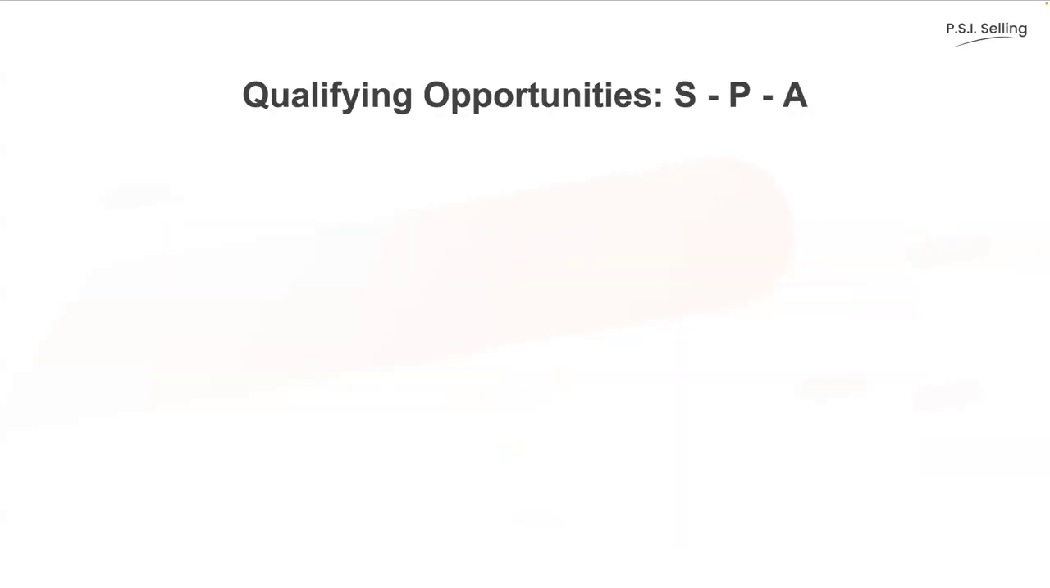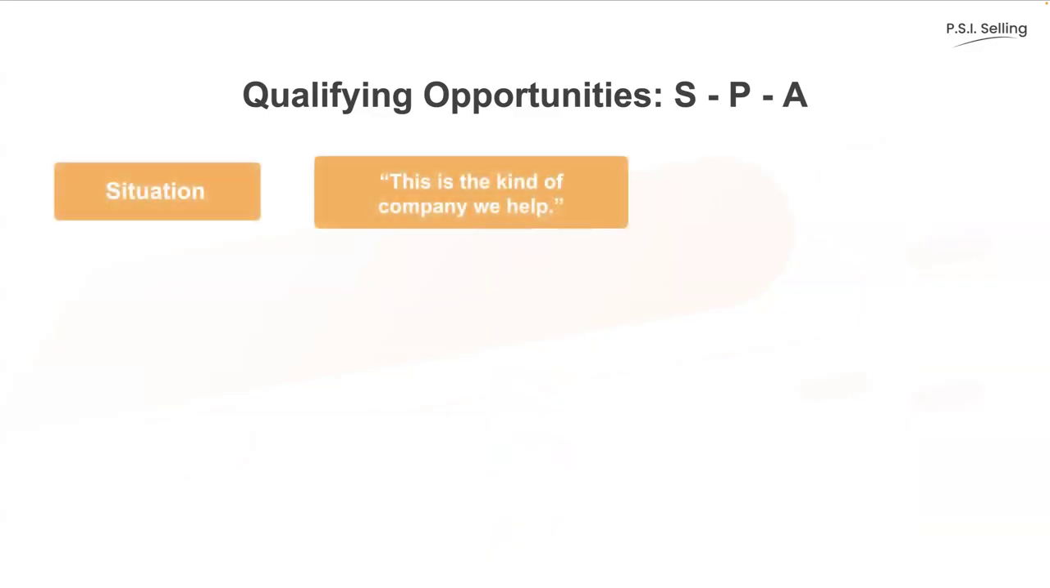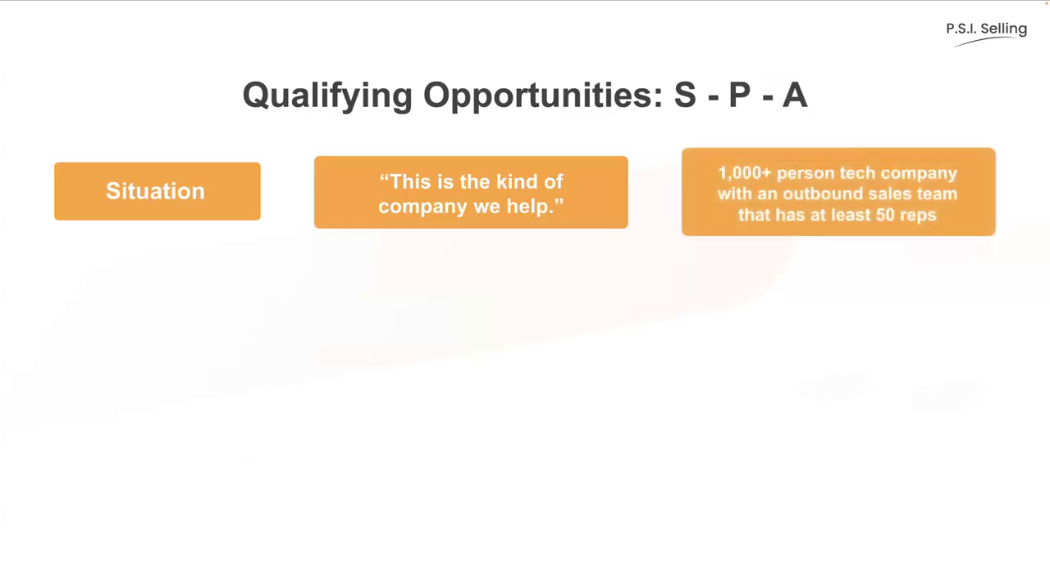One of the most critical things that we're trying to do here is to qualify our opportunities. And there's a lot of good frameworks for doing this. I like the SPA framework, which I'll share with you now. It's really simple and it's really easy to use. So the first idea is situation. We want to know whether this is the type of company that we help. And so you'll define what kind of company is your target company, right? Say it's a 1,000-person tech company with an outbound sales team.